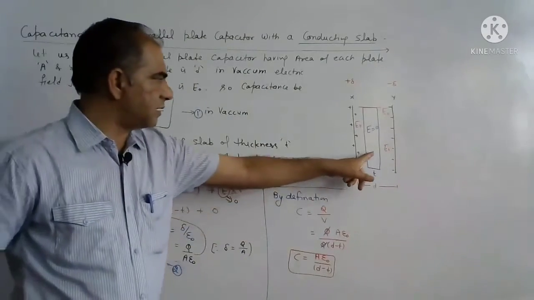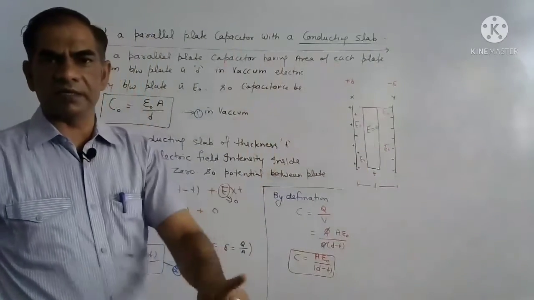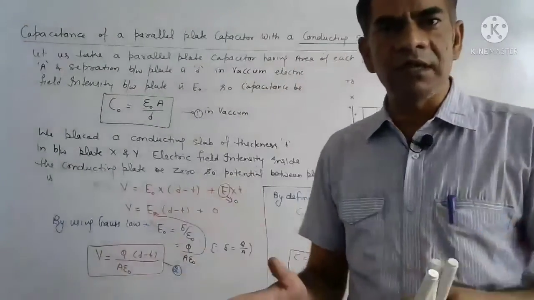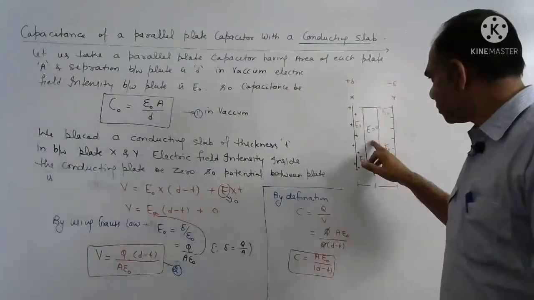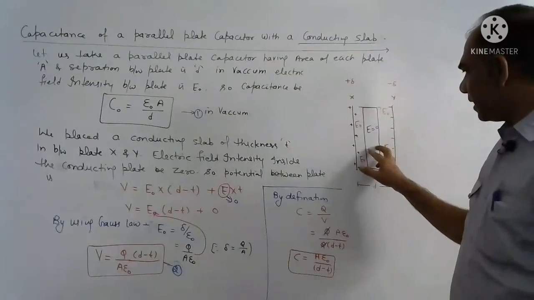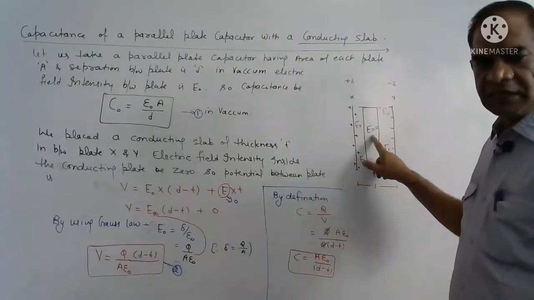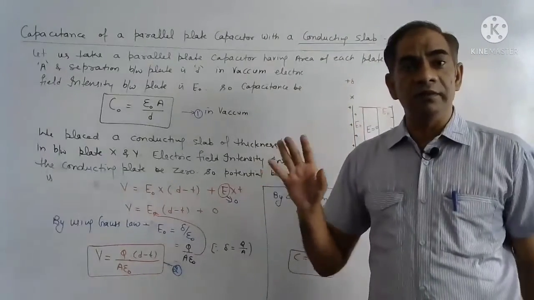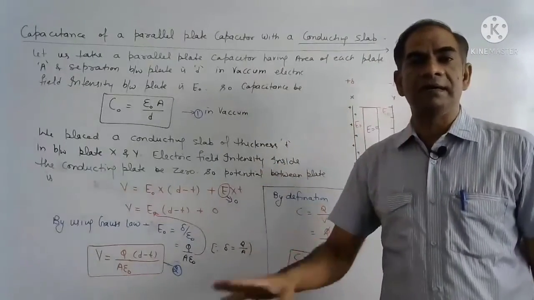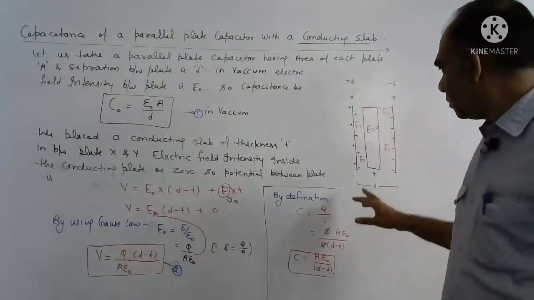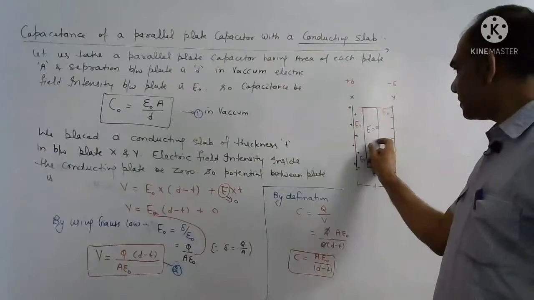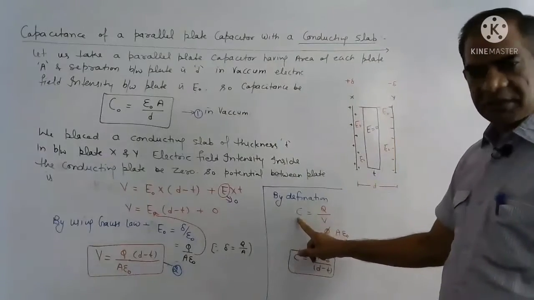Here this is conducting material. Due to the presence of conducting material, the electric field inside, in between the plates, remains 0. So in this part the electric field is 0. This electric field, due to value 0, does not take part in potential. So this part cancels, and if the value of potential decreases, it means that capacitance increases.